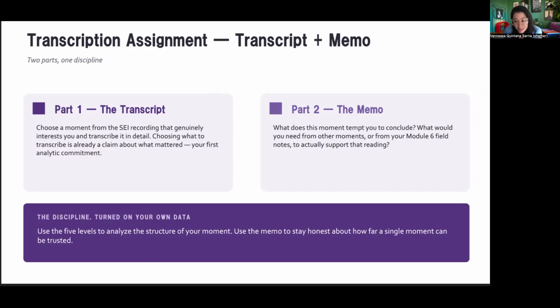That second question is the discipline of waiting, turned on yourself. You will use the key point slides to analyze the structure of your moment, and you will use the memo to stay honest about how far a single moment can be trusted.